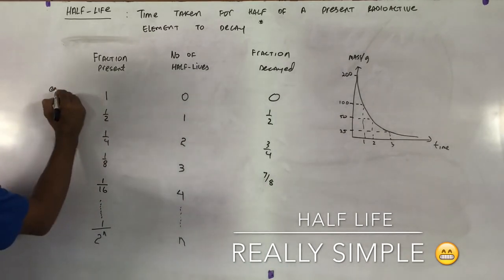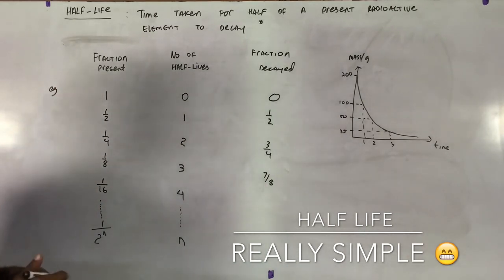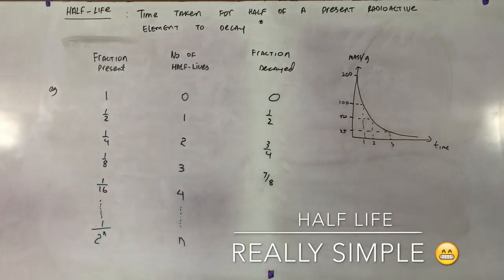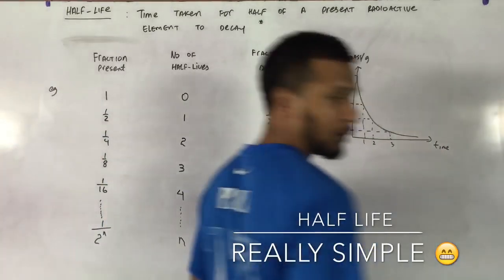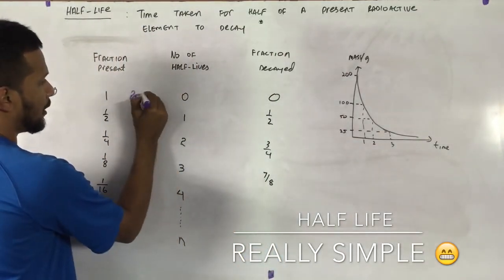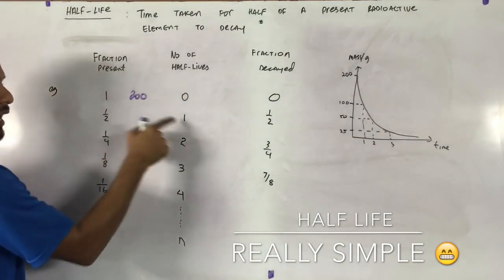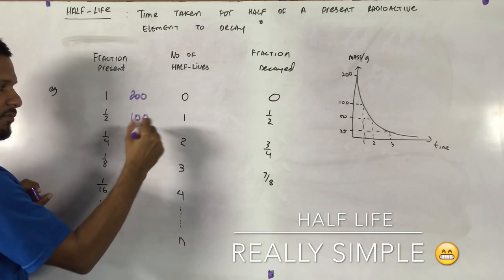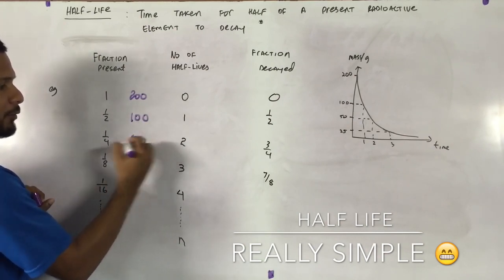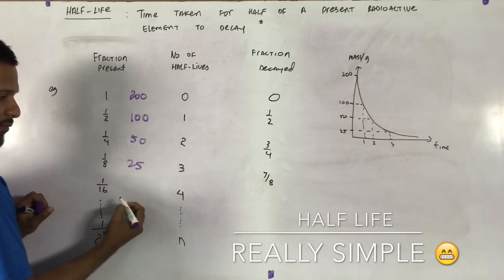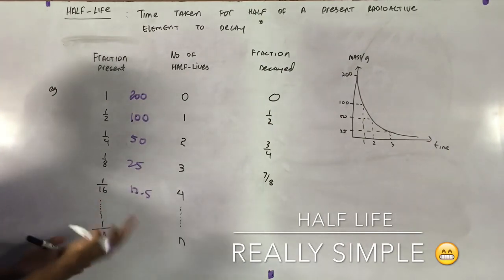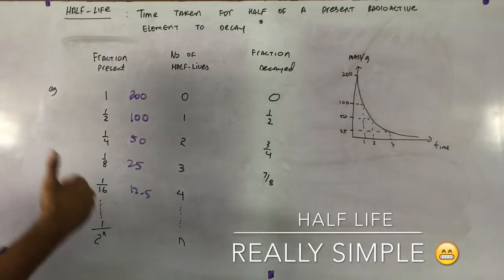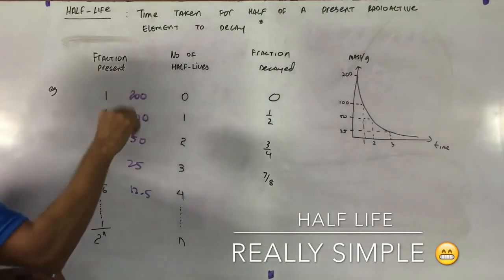For example, let's say we started off with 200 grams of some radioactive element. After 1 half-life, what will have happened? After 1 half-life, 100 grams will remain. Make sense? And next half-life, 50 grams will remain. After our next half-life, 25. Next half-life, 12.5, and so on and so on. Right? So every half-life, half of what is present is decayed.